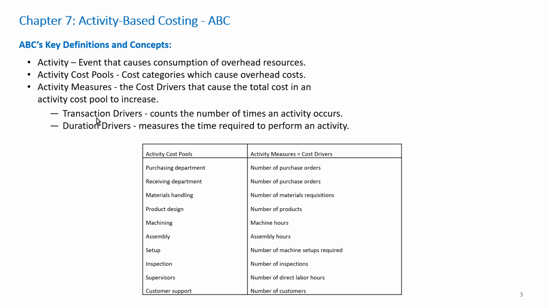Transaction drivers are simple counts of the number of times an activity occurs, such as the number of bills sent out to customers. Duration drivers, on the other hand, measure the amount of time required to perform an activity, such as the time spent preparing individual bills for each of our customers. It's important to note that transaction drivers are more prevalent in practice than duration drivers because the data is much easier to obtain. The additional accuracy provided by duration drivers oftentimes does not pass the cost-benefit test.